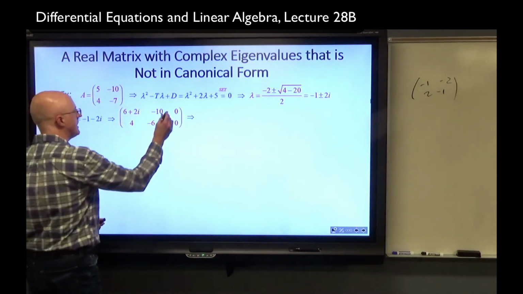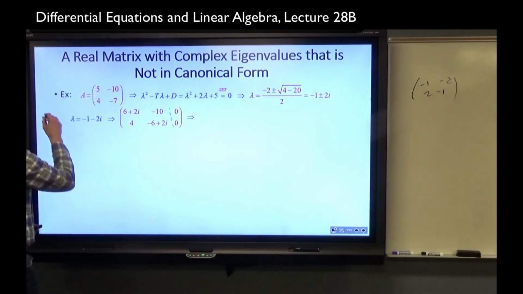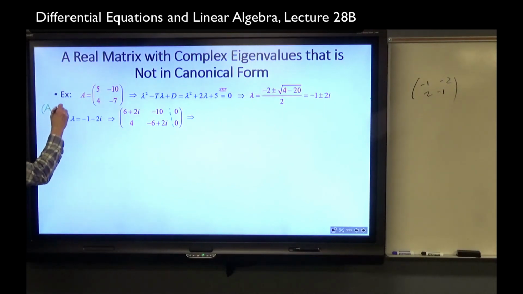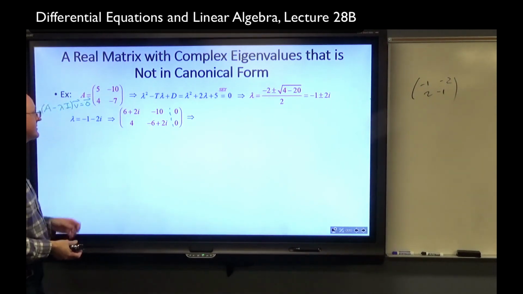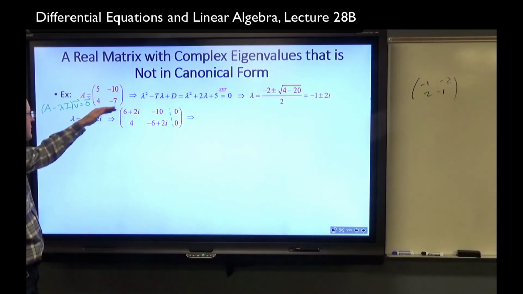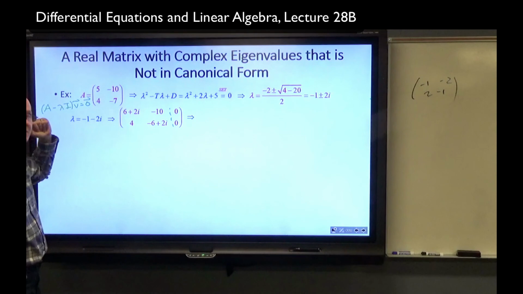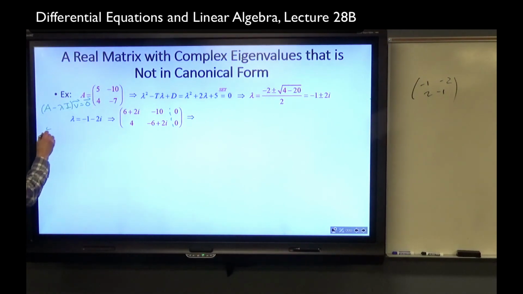As usual, this is a homogeneous system corresponding to the equation (A minus lambda I) times v equals the 0 vector, and I'm trying to solve for v. A non-trivial solution is what I'm after. It's not at all obvious, but these two rows are multiples of each other. They are. You can check it out. You can take 4 divided by 6 plus 2i and check that it equals negative 6 plus 2i divided by negative 10. It does. Check it. I checked it before the lecture here. Divide the number in the bottom row by the corresponding number in the top row, and it works out.